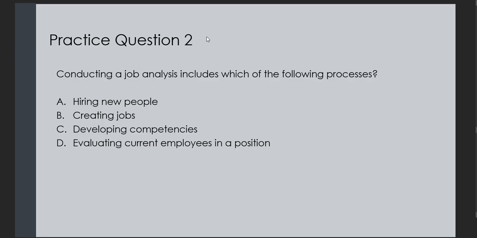A is incorrect because hiring is a separate process. B is incorrect because creating jobs is job design. And D is incorrect because job analysis is about the job and not evaluating the person in it.